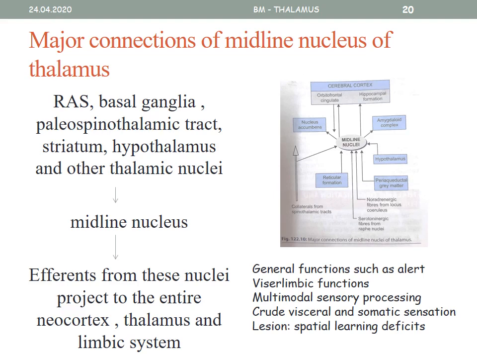They are involved in the general functions such as alert, viscerolimbic functions. They are involved in multimodal sensory processing. Crude visceral and somatic sensations are also involved. Lesions will cause spatial learning defects.